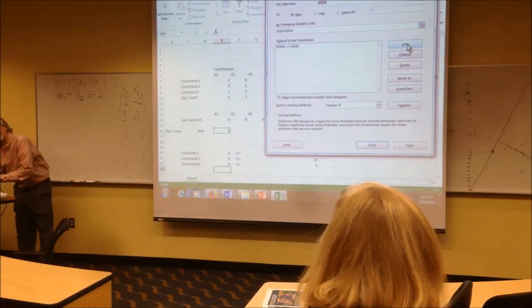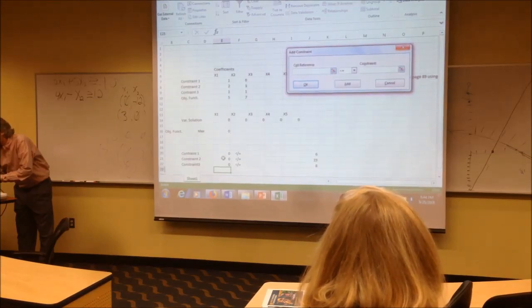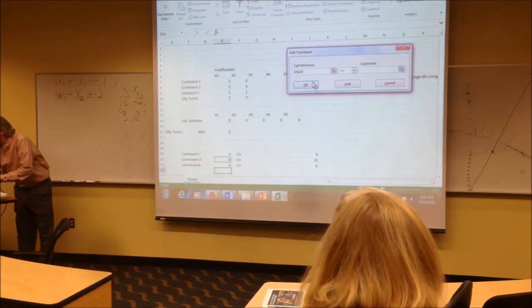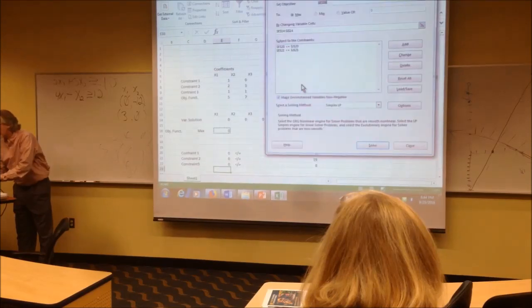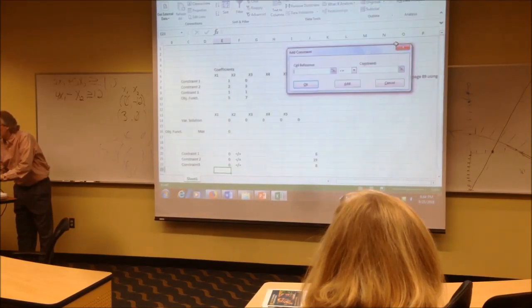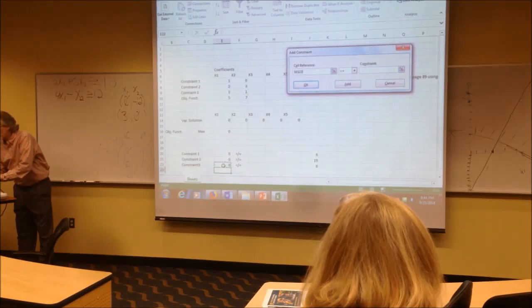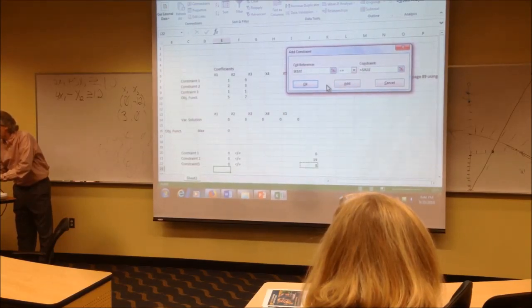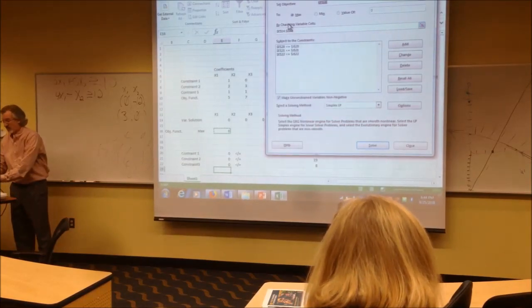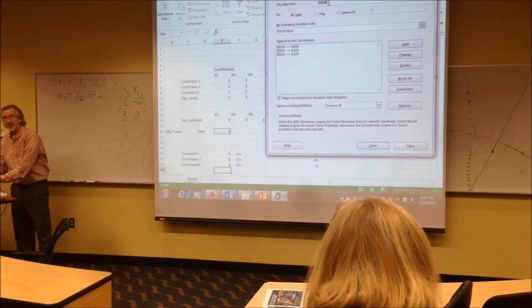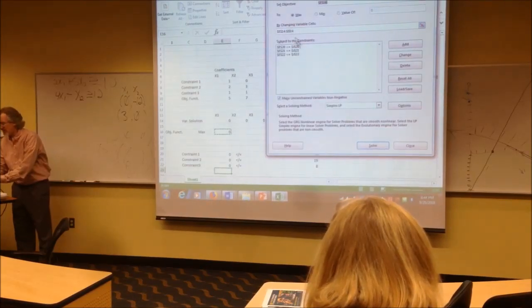We got two more constraints. Add another. Cell reference. E21 less than equal. Let me get over here. This would be J21. Okay. We got to add a third one. This is going to be 22 less than equal J22. Okay. We have all three of them. There's no more. We have where the optimal solution is. We have where the objective function is. We told it that it's a max.